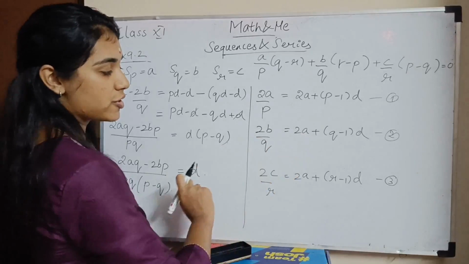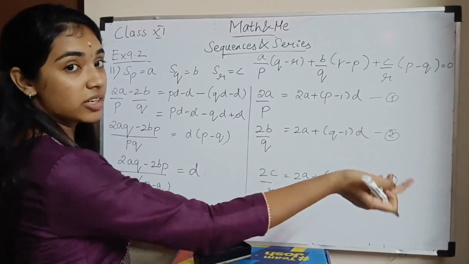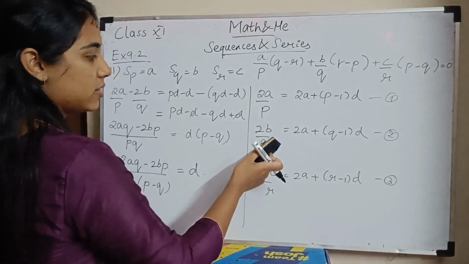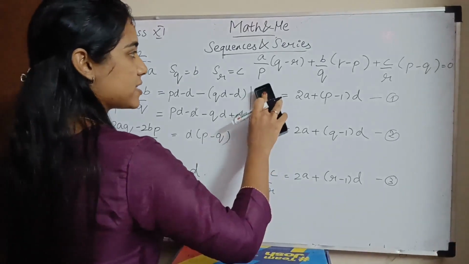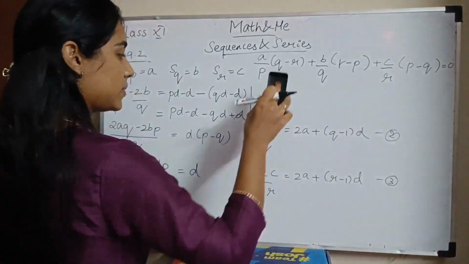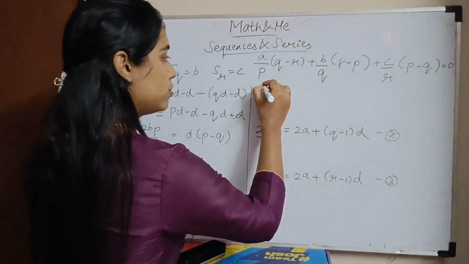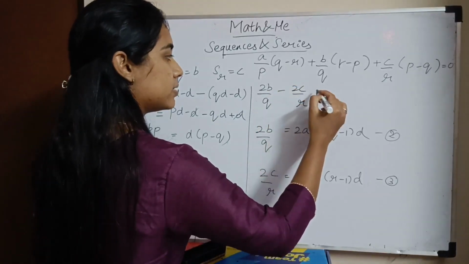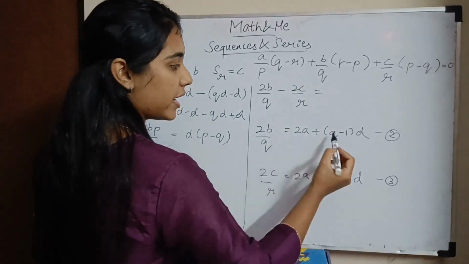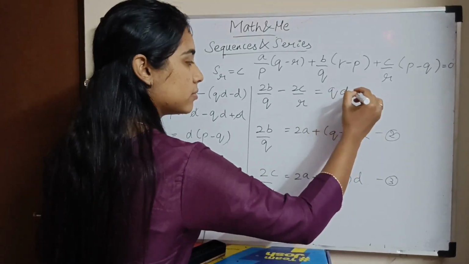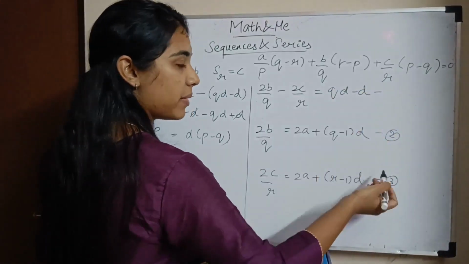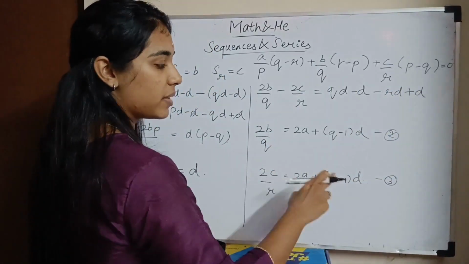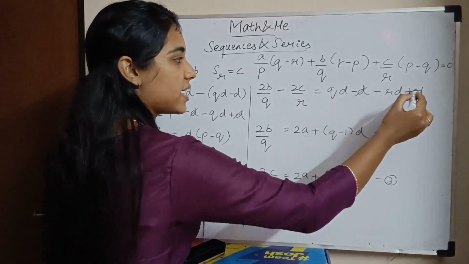Now when you subtract equations 2 and 3, you'll get another d. So you'll equate both the d's. Let me do this on the other side. I need to subtract this and this, so I'll erase this part. So what will I get? I have 2B by Q minus 2C by R equals, 2a and 2a go off, Qd minus d minus Rd plus d. I haven't put the bracket, but I directly wrote the answer. So minus d and the plus d go off.